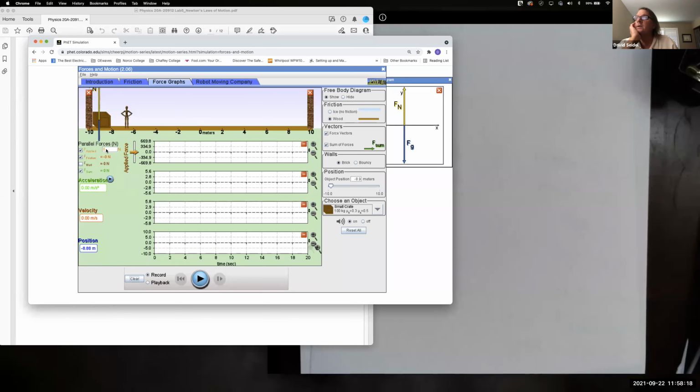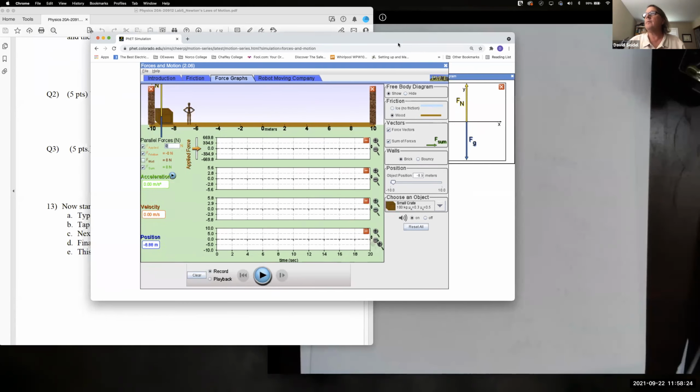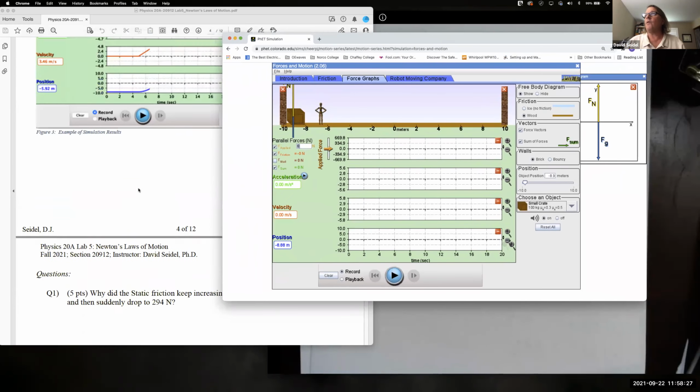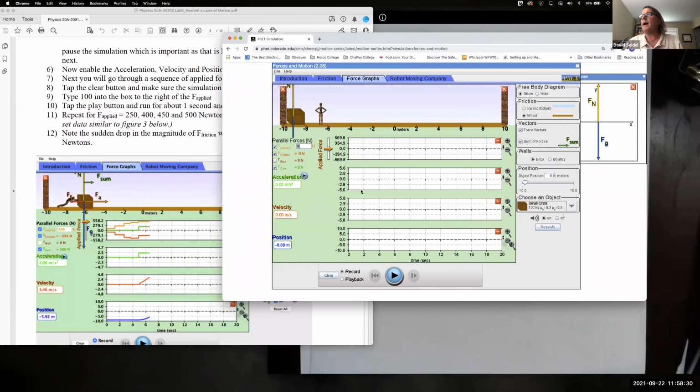I have an applied force. I asked you to start at 100 and run it for 1 second, thereabouts. Don't make it much more. So you put in 100, and we ran it for about 1 second, and nothing moved. Note that the friction, which is the static friction, is minus 100 newtons. Applied force is plus 100, so the friction is minus 100. We went to 250, and went for about another second.